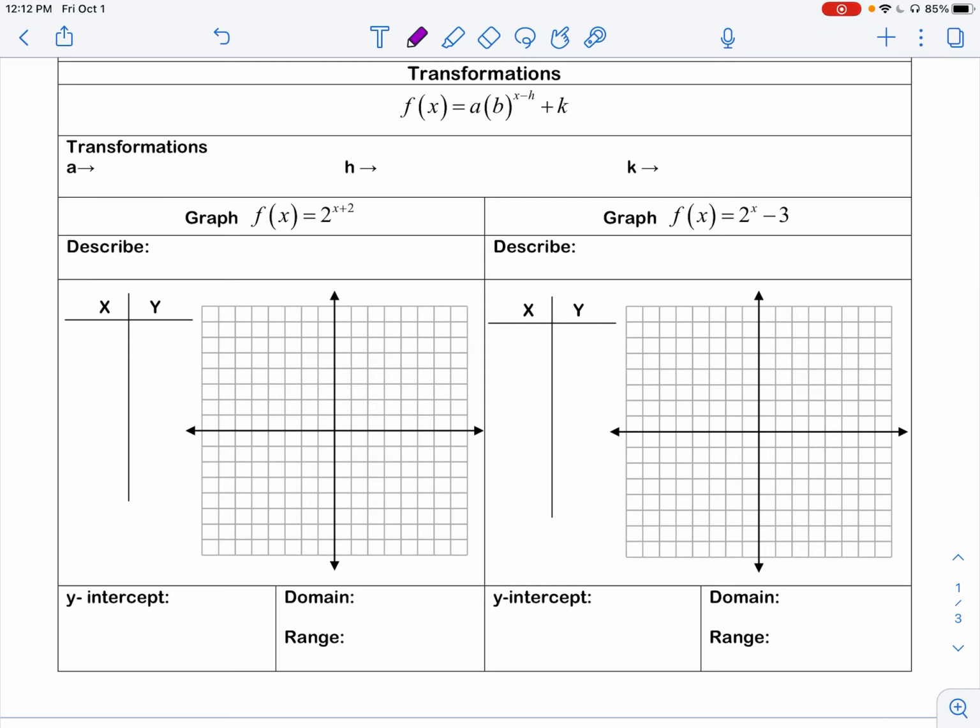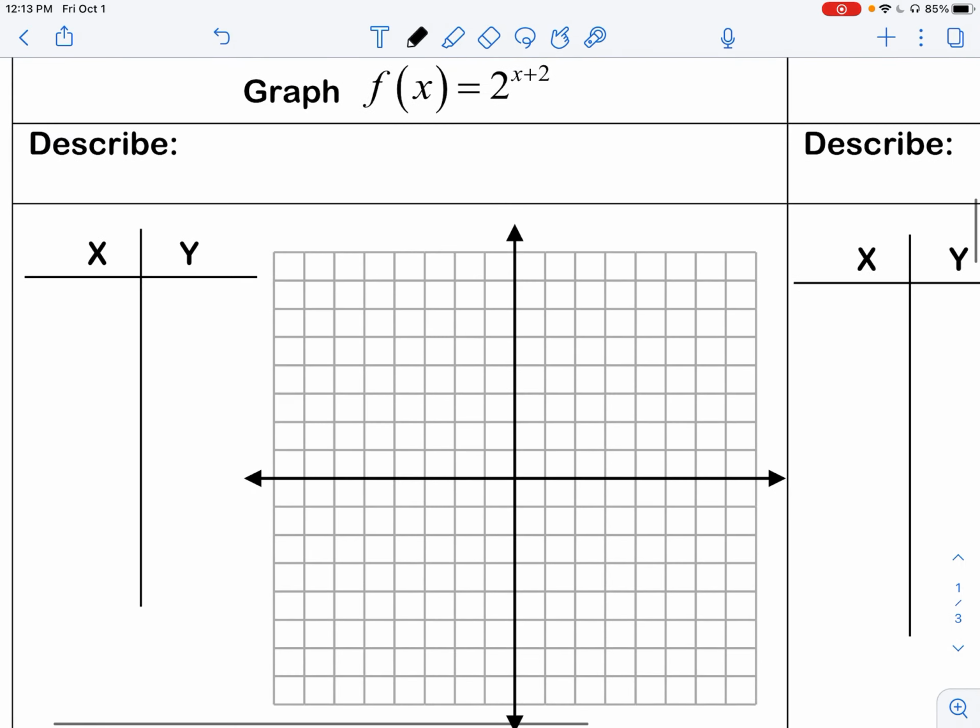So let's talk about transformations here. Most of the transformations that we've already discussed previously in this course are going to apply here with exponential functions. So we can still see things like vertical stretches or shrinks with an a value, and we can also see horizontal shifts, both left and right, as well as vertical shifts. Let's quickly graph these transformations. Take a look at this first function here. What do we notice? We have a horizontal shift to the left 2 units.